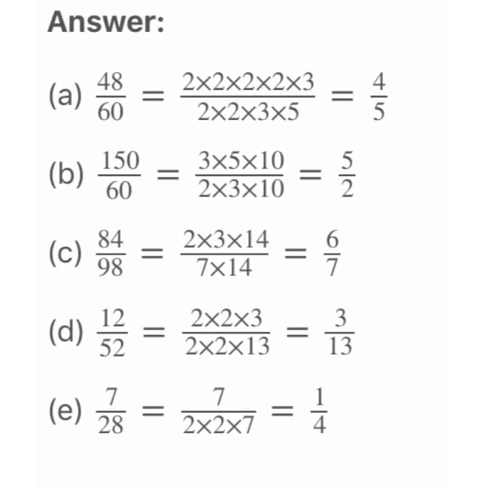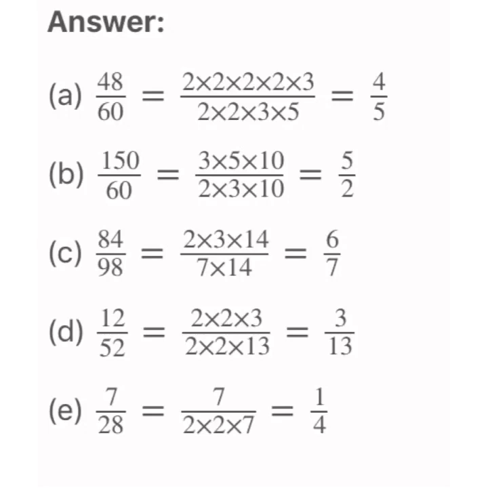Children, another method of doing this is the prime factorization method. You can calculate the factors of 48 and 60 and then find out the reduced form of this fraction, and you will get 4 upon 5. Next one is 150 upon 60. Here HCF of 150 and 60 is 30. So children, 30 fives are 150 and 30 twos are 60. So 5 by 2 is the simplest form of 150 upon 60.